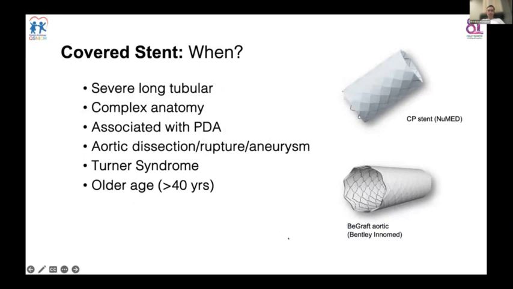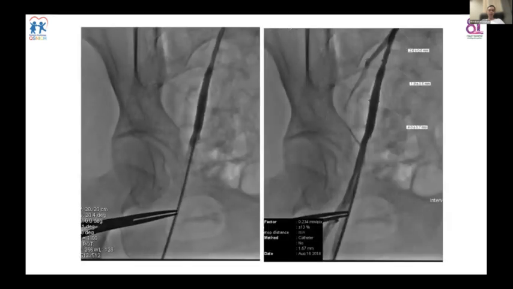I think previous speakers did approach this, but just to confirm, covered stents are quite useful when you deal with severe long tubular or complex anatomy, or anatomy associated with PDA or previous dissection, rupture, or aneurysm, to deal with the complication. Turner syndrome is one thing you may need to consider because the aortic wall is quite fragile, and sometimes you never know what will happen. In older age, the vessel may not be as young as in the adolescent patient, so you may run the risk of complication.